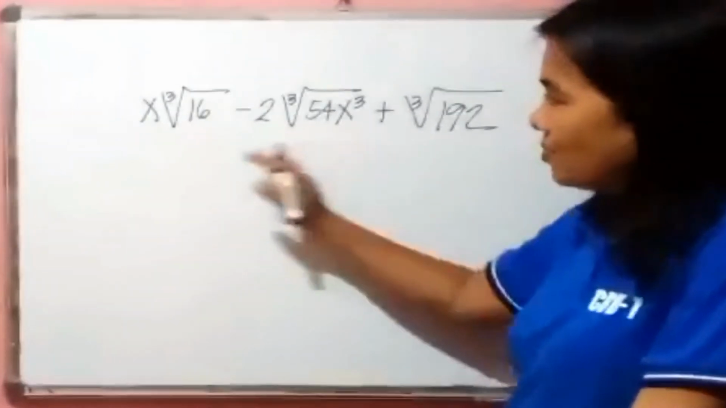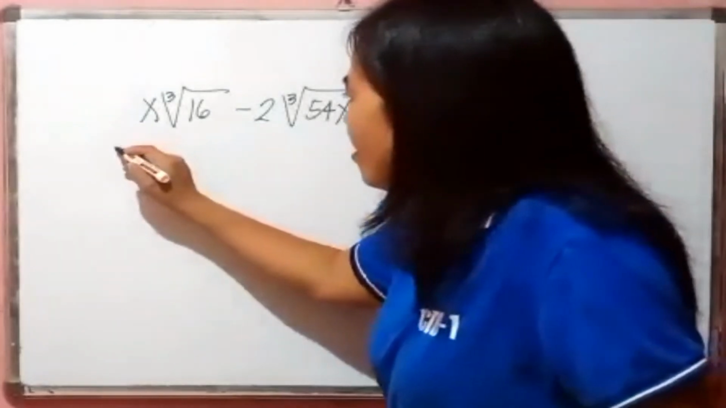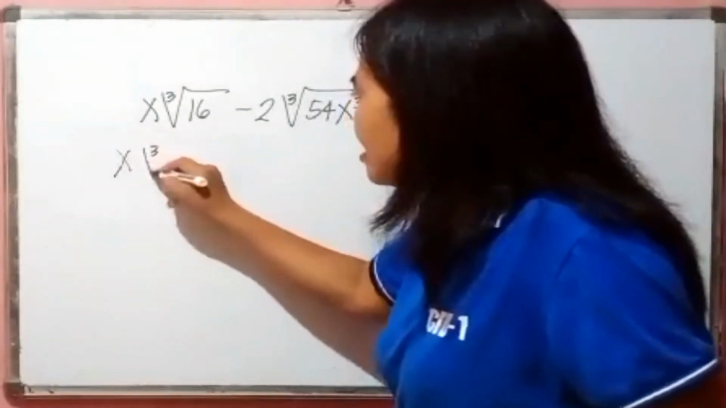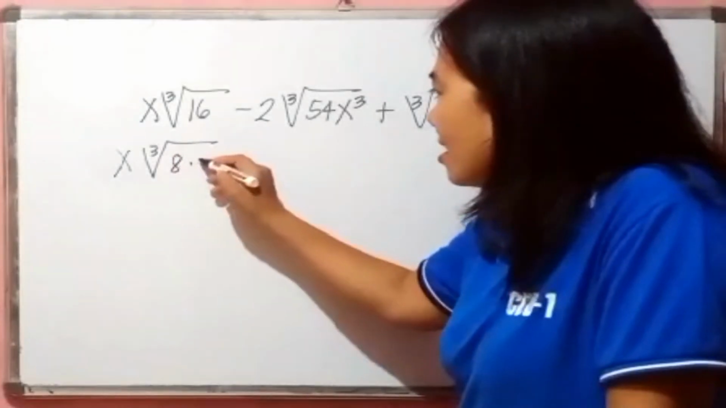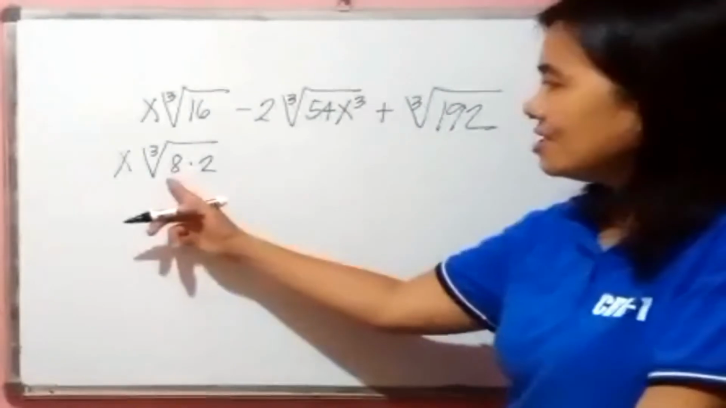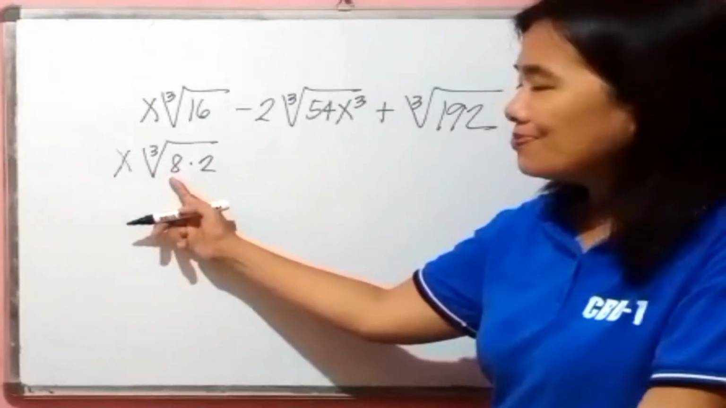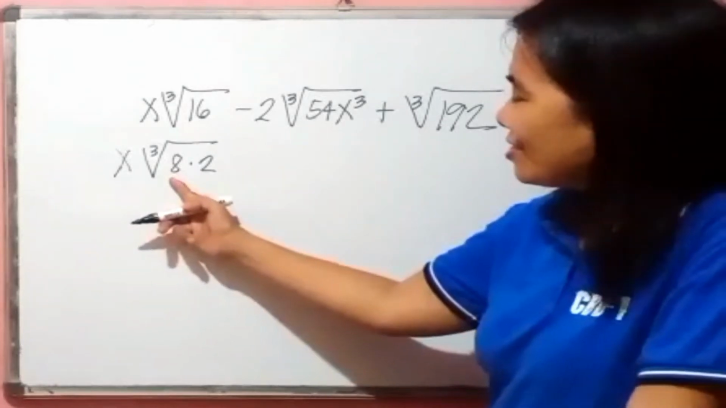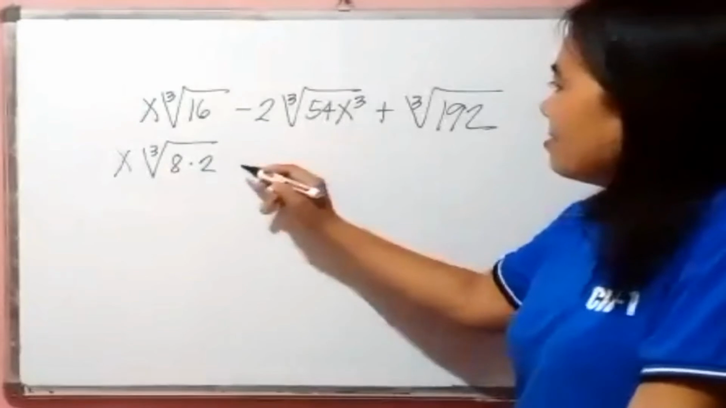Okay, let's start with cube root of 16. Okay, so for cube root of 16, 16 has factors of 8 and 2. Bakit 8 ang kailangan kong gamitin? Kasi si 8 nasa table of 3. Ano yung table of 3? Cube root, perfect cubes. Okay, so sa perfect cubes, kasali si 8. Yun.